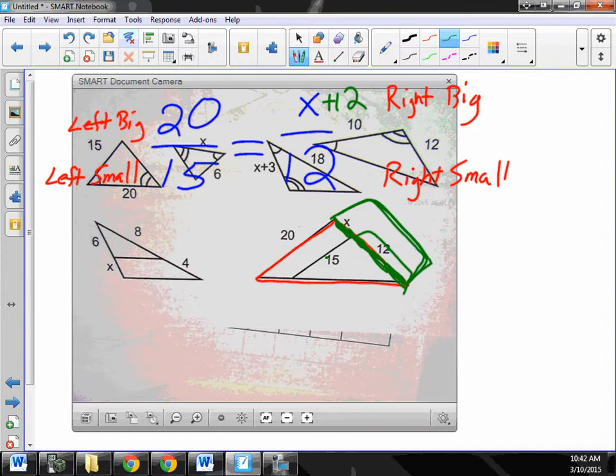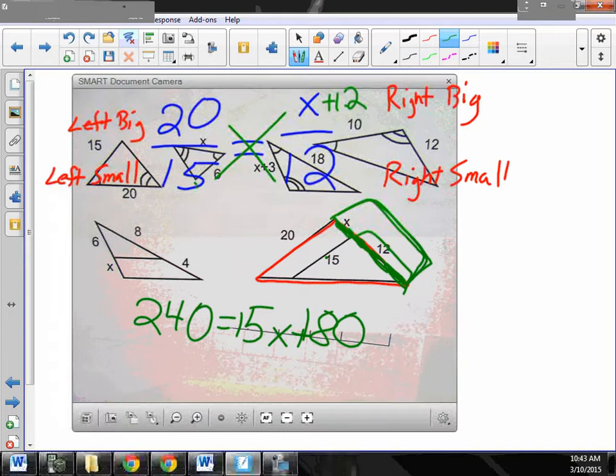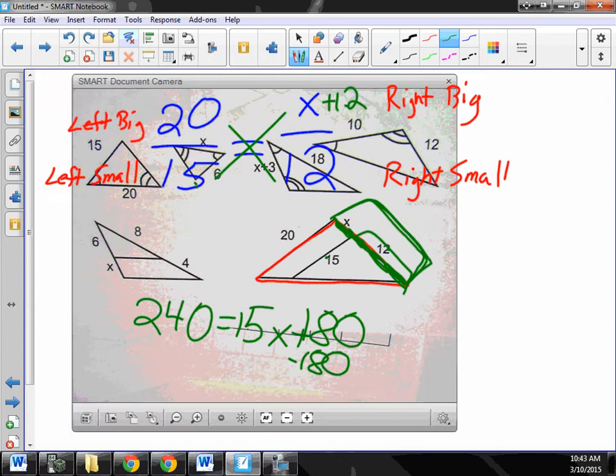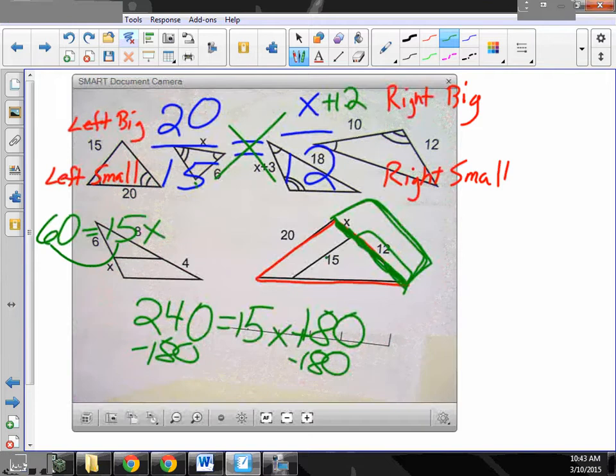So if I cross multiply, 20 times 12 is 240. How do you do 15 times x plus 12? 15x plus 15 times 12 is 180. So 15x plus 180. Now we subtract to the other side. So 60 equals 15x. Divide by 15, and we get x equals 4.